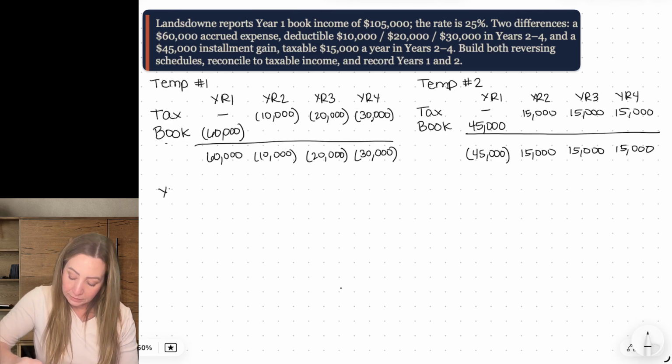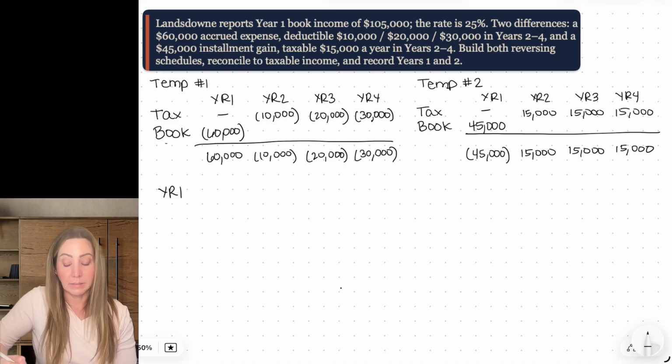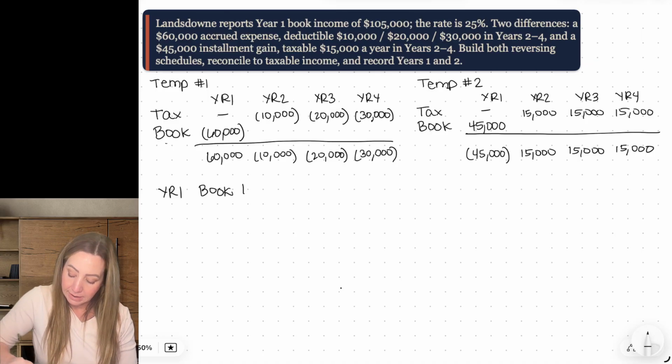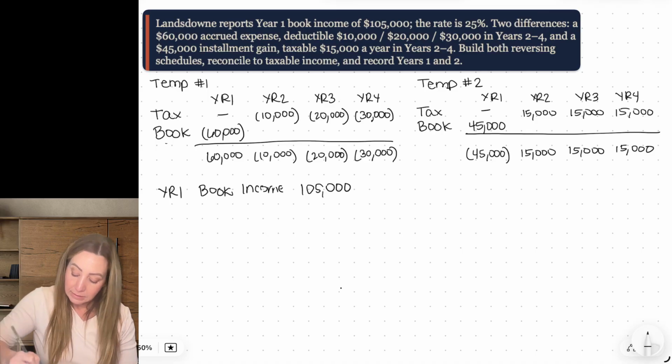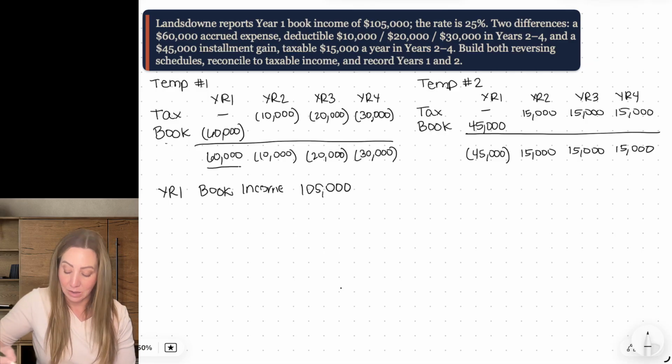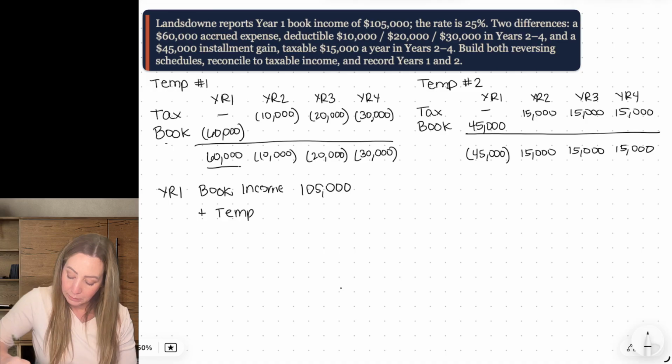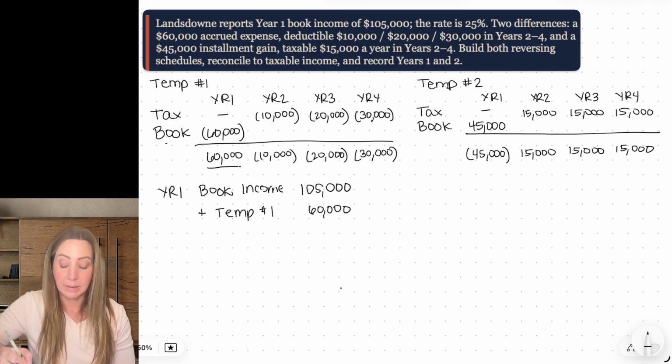Now in year 1, we need to create our reconciliation between book income and taxable income because we know what book income is. They've given us book income of $105,000, but we don't know what taxable income is. And that's the purpose of these reversing schedules, is to help us figure out what should we add and what should we subtract. Clearly for temporary difference number 1, because of our reversing schedule, we know we need to add $60,000. So plus temporary difference number 1, $60,000. That's because this was an accrued expense.